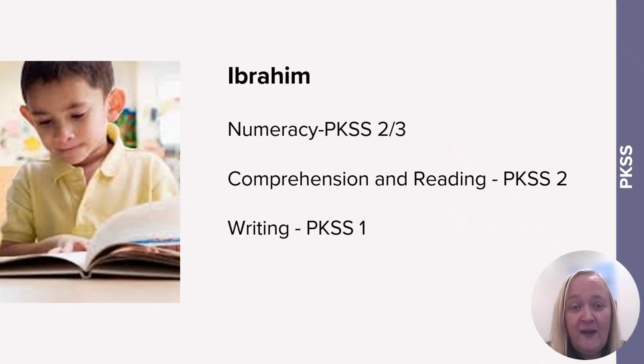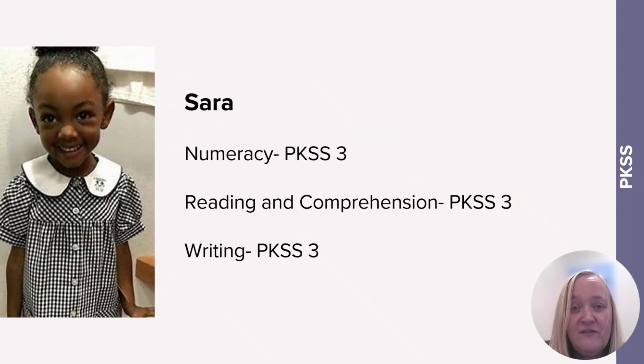Knowing what we know about Ibrahim, we would put him as, for numeracy, pre-key stage 2 with elements of 3, for comprehension of reading, pre-key stage 2, and for writing, pre-key stage 1. The information about Sarah means she is working at, for numeracy, pre-key stage 3, for reading and comprehension, pre-key stage 3, and for writing, pre-key stage 3.